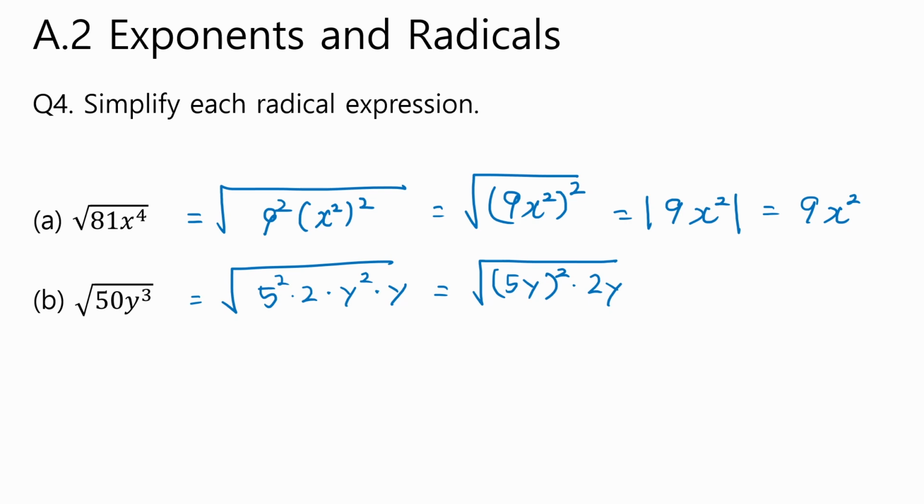By the way, in order for this quantity to be well defined, 50y cubed should be non-negative, and then y should be non-negative. So this expression can be rewritten as the absolute value of 5y times the square root of 2y, but 5y is always non-negative. This whole thing becomes 5y times the square root of 2y.